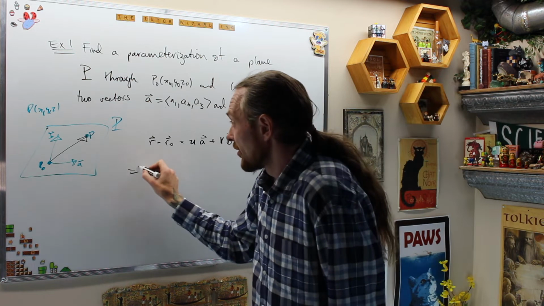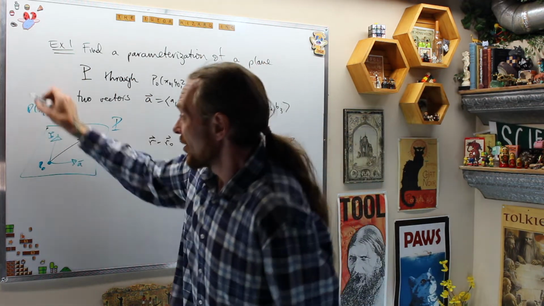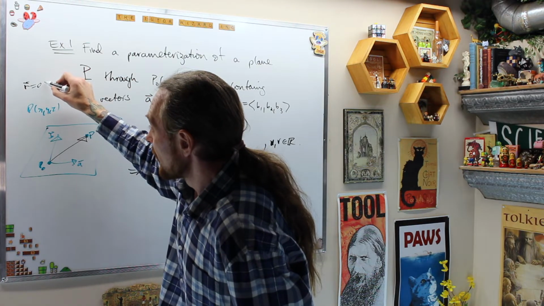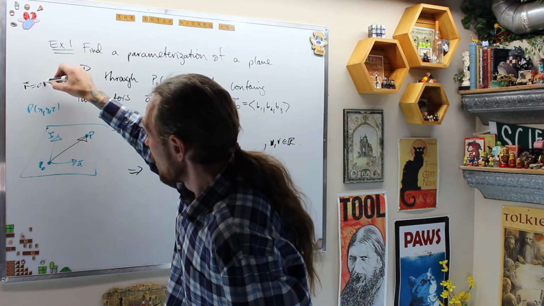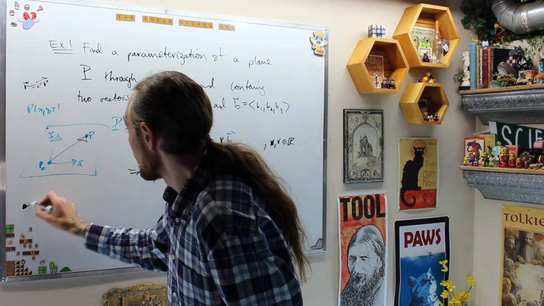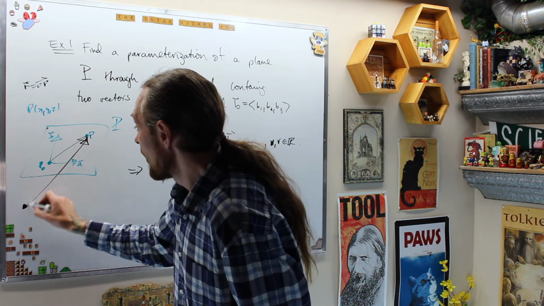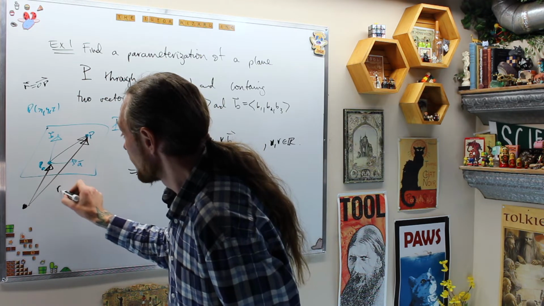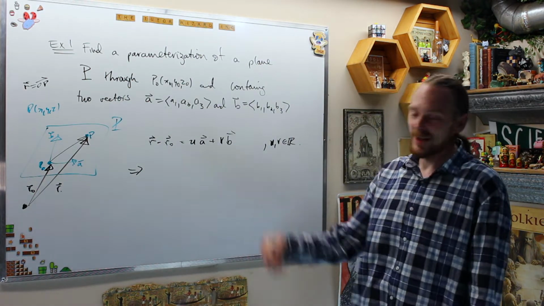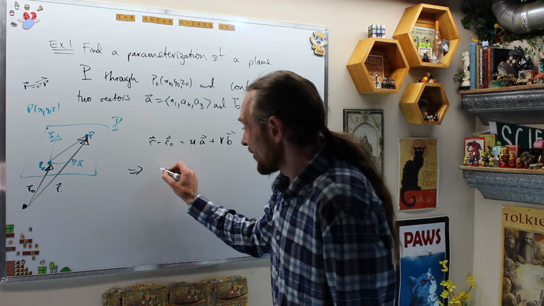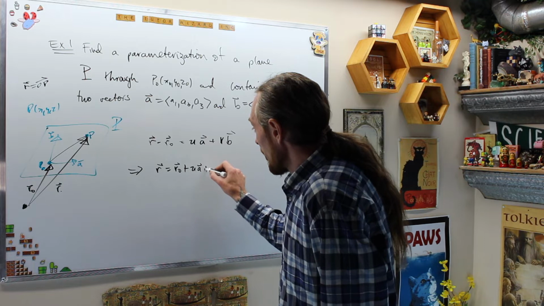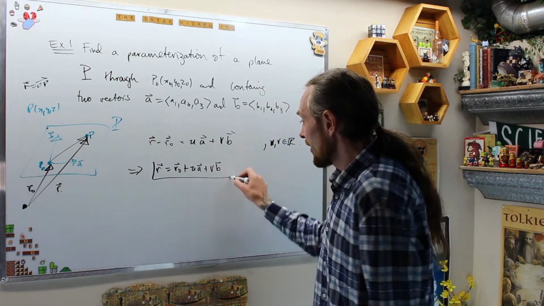Or in particular, and this is going to be viewed as a vector, R, we have an origin over here somewhere. So it's this vector we're actually creating, R, and then R naught. This is linear algebra, of course. But what that gives me is R is equal to R naught plus UA plus VB. This is the vector form.